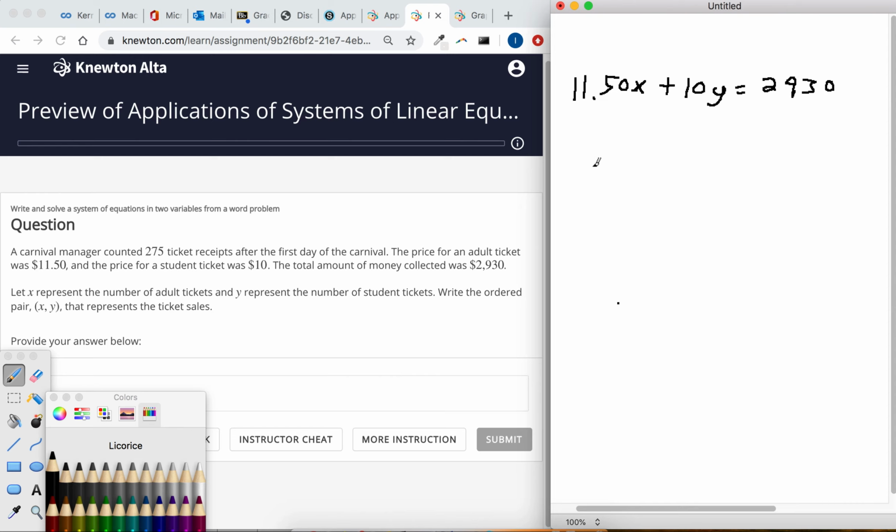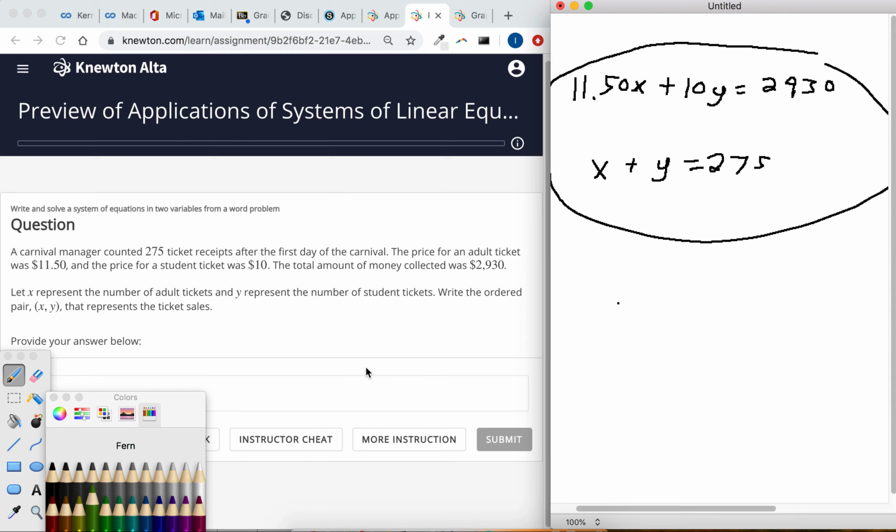Now another equation I can make is, you take the number of adult tickets plus the number of student tickets. That should equal 275 tickets total. Now you've got a system of equations you can solve. Okay, I guess I can do it real quick. I would use elimination. Multiply everything by negative 10, to make the y's cancel out, because that'll be cleaner. So you get negative 10x minus 10y equals negative 2750. That's what the bottom equation looks like. The top equation still looks like this.